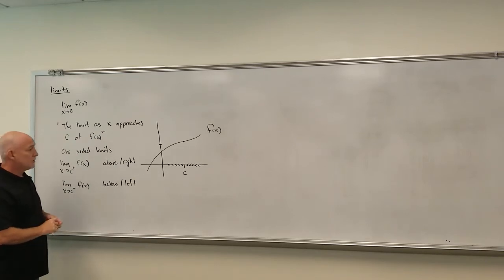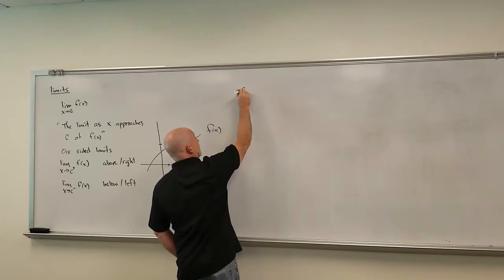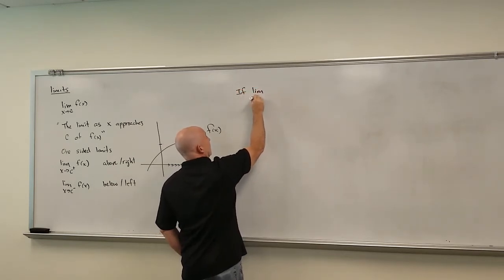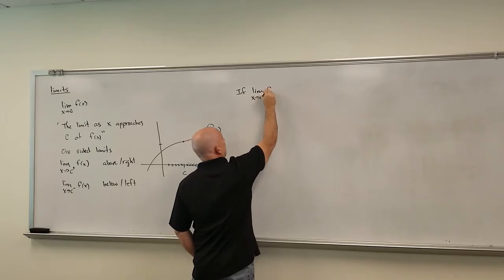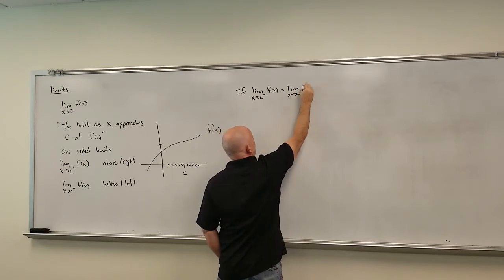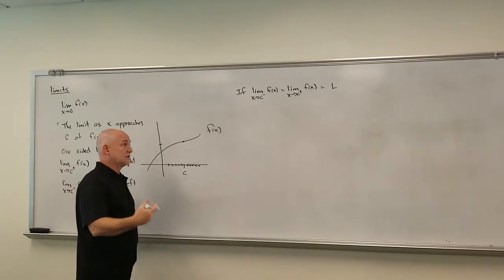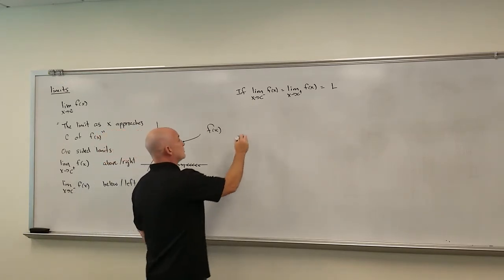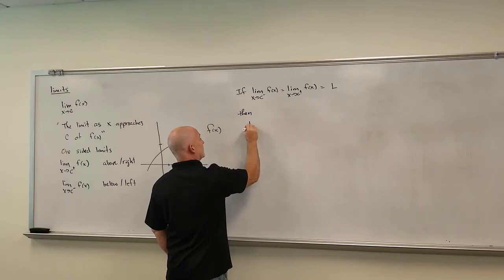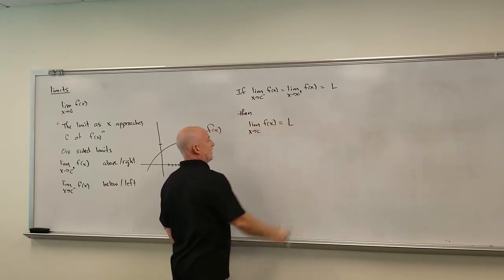Now, for a limit to exist, the limit from the left has to equal the limit from the right. So basically, these two limits have to exist. So here's what we say. If the limit as x approaches c from below of some function equals the limit as x approaches c from above of that function, let's say that's some value, let's call it L, normally a number like 7 or 8, if this is true, then we say the limit as x approaches c of the function is L.